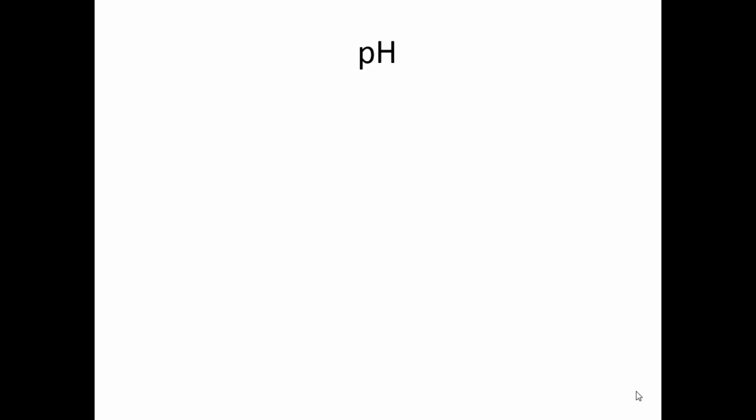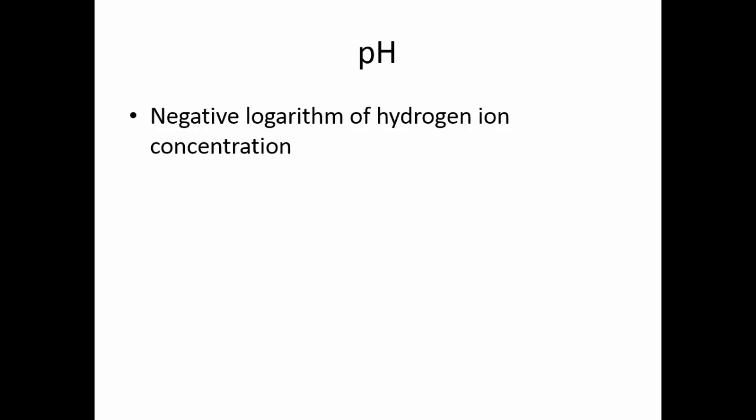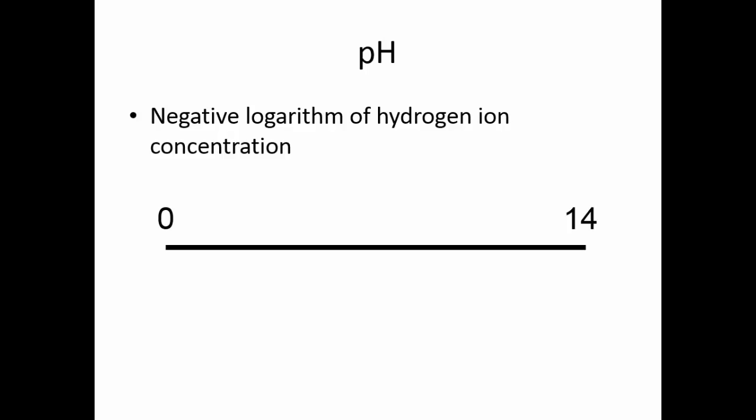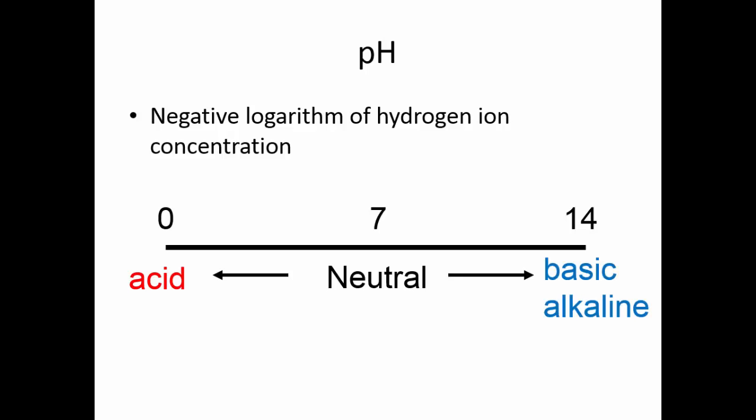So what is pH? Well, pH is defined as the negative logarithm of the hydrogen ion concentration of a solution. That sounds pretty complicated. What do you really need to know? Well, what you really need to know is pH is a scale that runs from 0 to 14, and in the middle we have 7. 7 is neutral. It's neither acidic nor basic. As we move from 7 towards 0, we are becoming more acidic. From 7 to 14, you're going to the basic or the alkaline side.